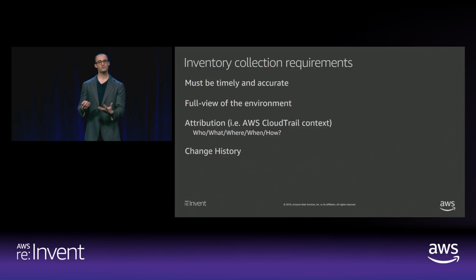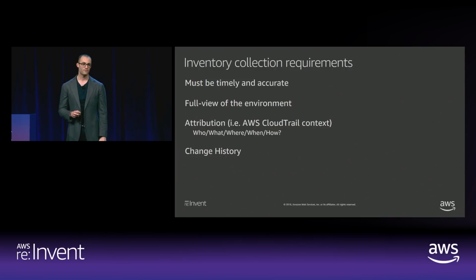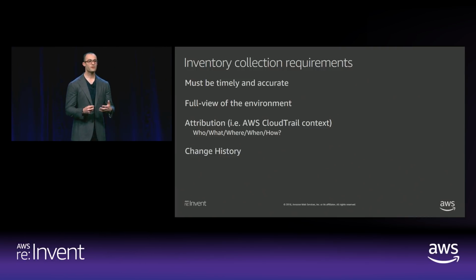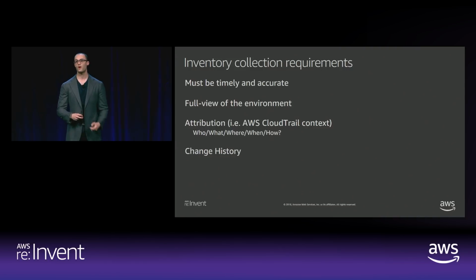There's also the attribution aspect. We'll call this the CloudTrail context. CloudTrail is a feature of AWS that logs all API calls that are made against your environment. You absolutely need to have CloudTrail enabled if you want to have a good security story in AWS. It will give you the who, the what, the where, the when, and the how to the resources that you have. And you also want that change history. This is extremely important to know what changes were made, as well as when you're debugging an access control issue to see, did something change that broke something?